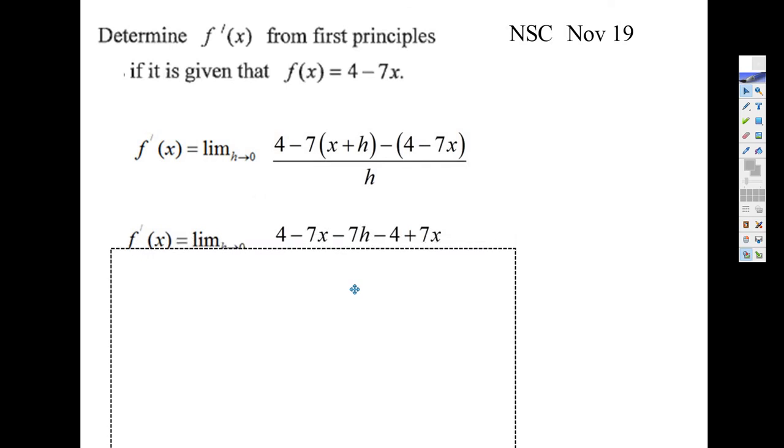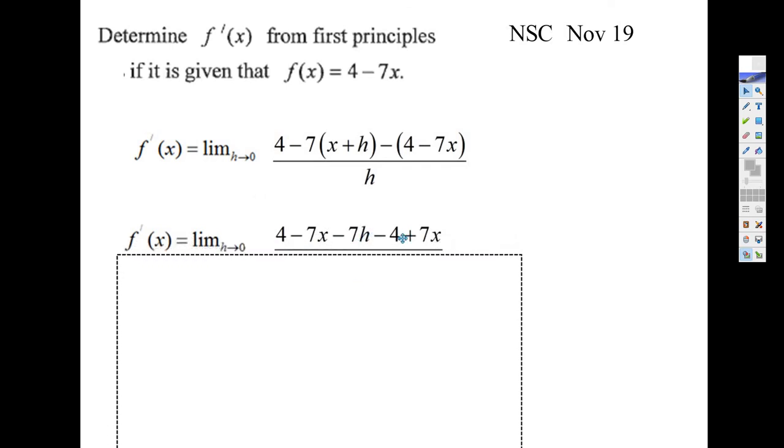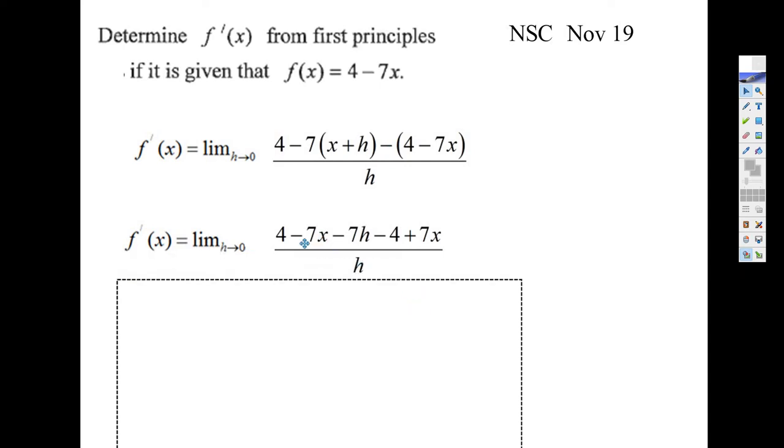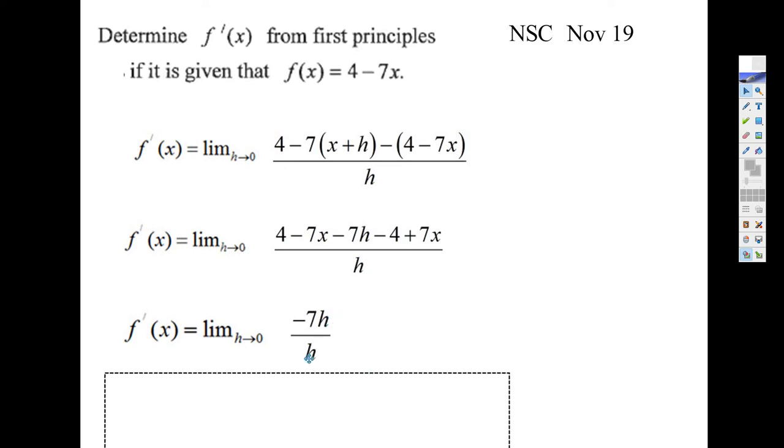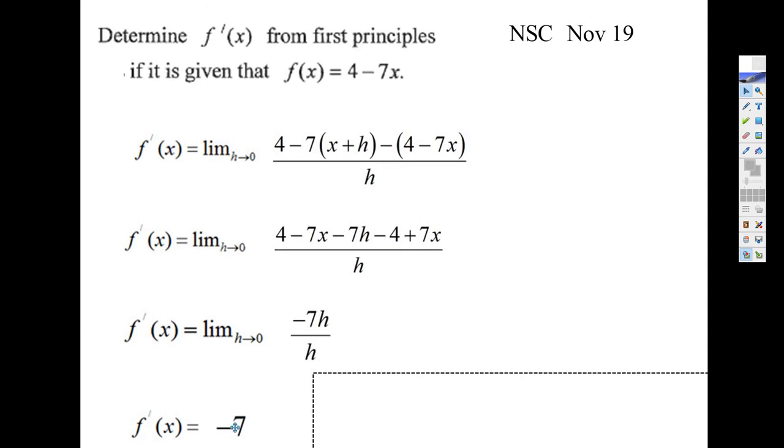Well, we just multiply it out. We get minus 7x minus 7h minus 4, and there, be careful, minus minus is plus 7x. And just like always, things cancel. The 4's cancel. Minus 4 minus 7x plus 7x. All you're left with is 7h, but it's minus 7h. Be careful there, it's minus 7h, so that the h's cancel. Gee, the gradient is just always minus 7. That's your answer.